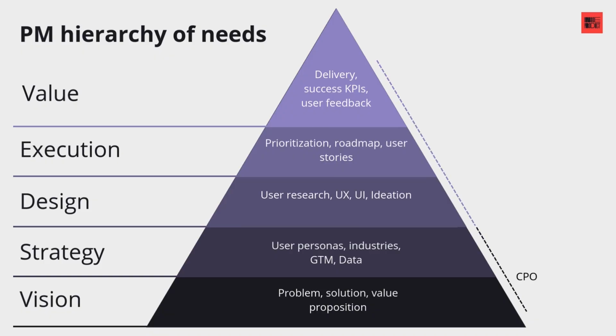So let's start with the king of them all, the CPO, the Chief Product Officer. Usually the Chief Product Officer in most companies, and I'll try to talk a little bit about the differences between the sizes of companies, is going to focus on the vision and the strategy. That's usually where they're going to be working, and that's usually where they should be concentrating.